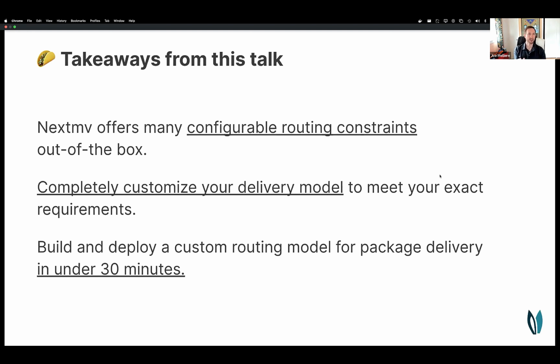All right, so a few things you could take away from this tech talk. Nextmove offers many configurable routing constraints out of the box, which we looked at. But you can also completely customize your delivery model for your exact requirements, whether that means custom constraints, custom measures to account for things like traffic, or a custom value function to optimize for something other than simply minimizing distance, like maximizing profit or minimizing cost. And you can also build and deploy a custom routing model for package delivery in under 30 minutes.